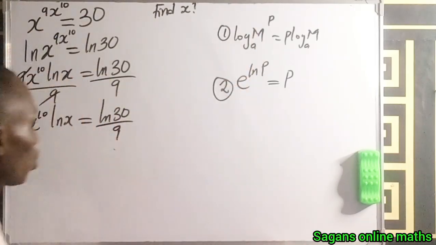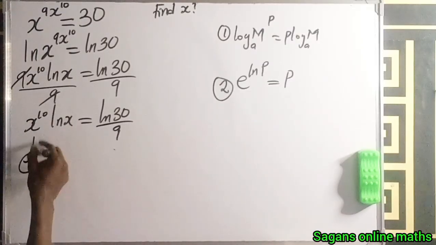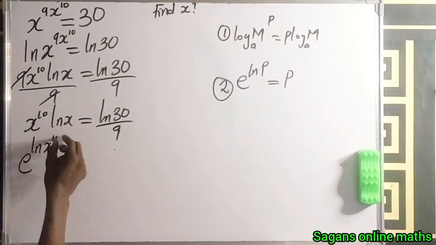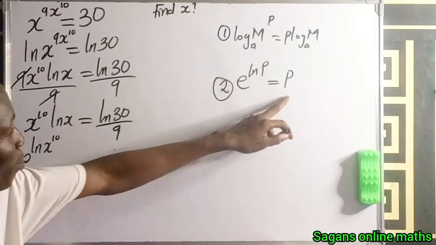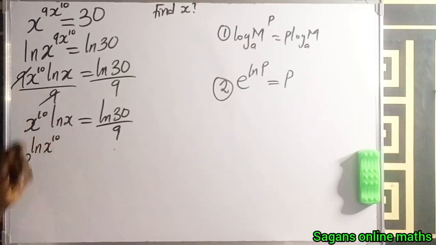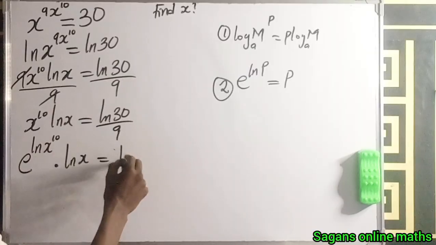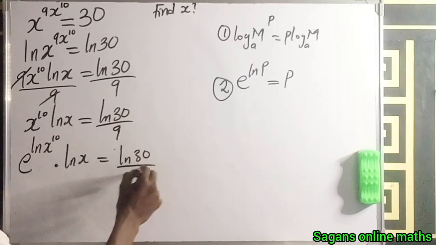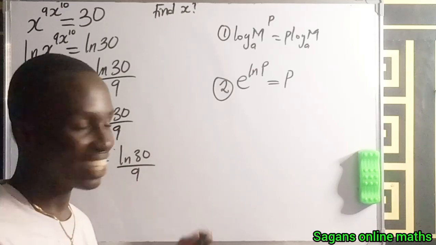You have to know. So I'm not wrong here if I decide to write this as e to the power of ln x to the power of 10. Take note that since e to the power of ln p is equal to p, it implies that e to the power of ln x to the power of 10 is the same as x to the power of 10 multiplied by ln x equals ln 30 divided by 9. Wow, this is amazing.